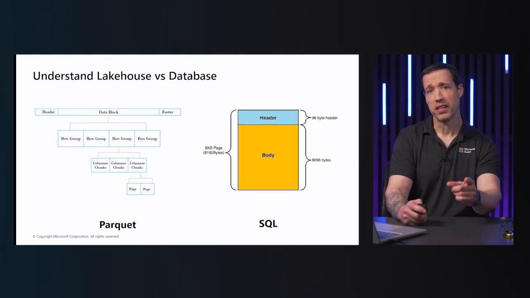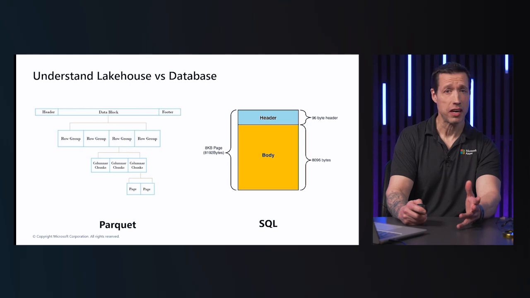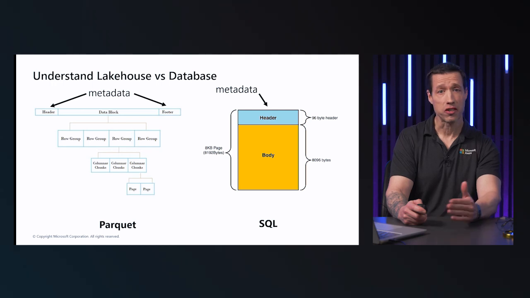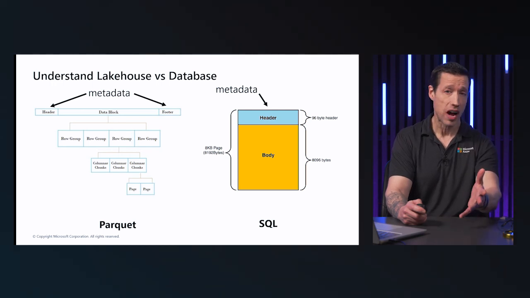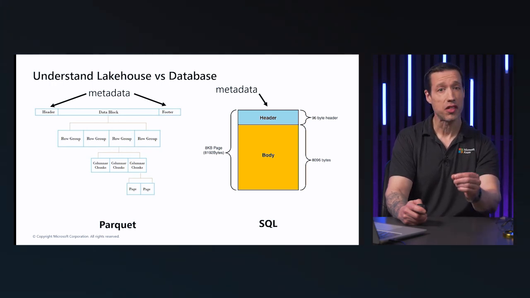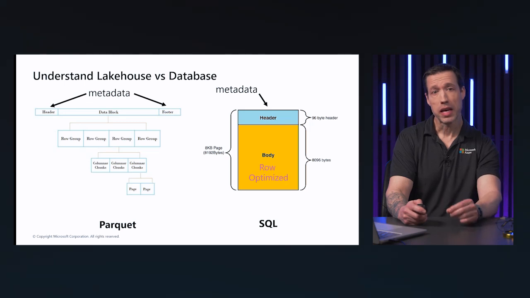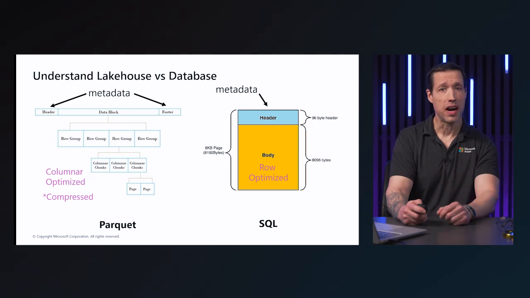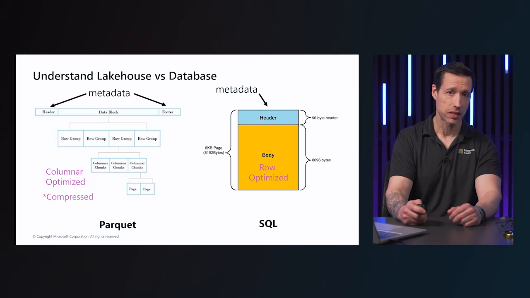In a typical database solution, SQL pages are created. In the Delta Lake solution, Parquet files are created. Both contain headers that describe the data in the page or file. The main difference is how the data is formatted. In a typical database solution, data is row optimized, whereas a Parquet file is columnar optimized and compressed by default, perfect for big data analytics.